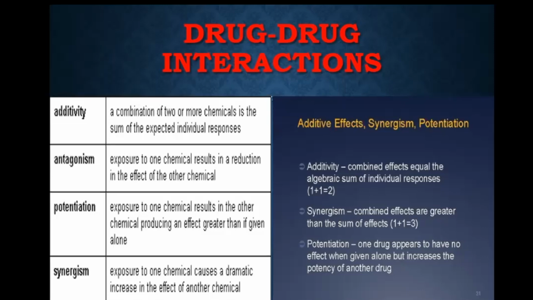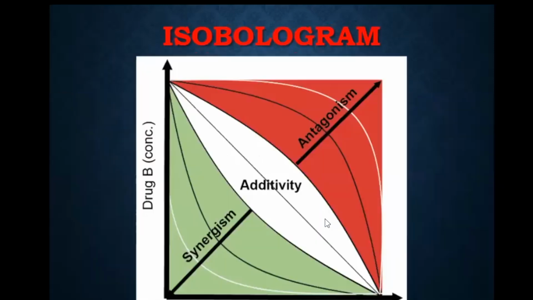Okay. Next, we go to synergism. Synergism is supra-additive. 1 plus 1 is more than 2, okay, 3 or 4 like that. Combined effects are greater than the sum of the effects of the individual drugs given alone. If combined, they can give a better supra-additive effect. Exposure to one chemical causes a dramatic increase in the effect of another chemical. Okay, so synergism is also called supra-additive effect.